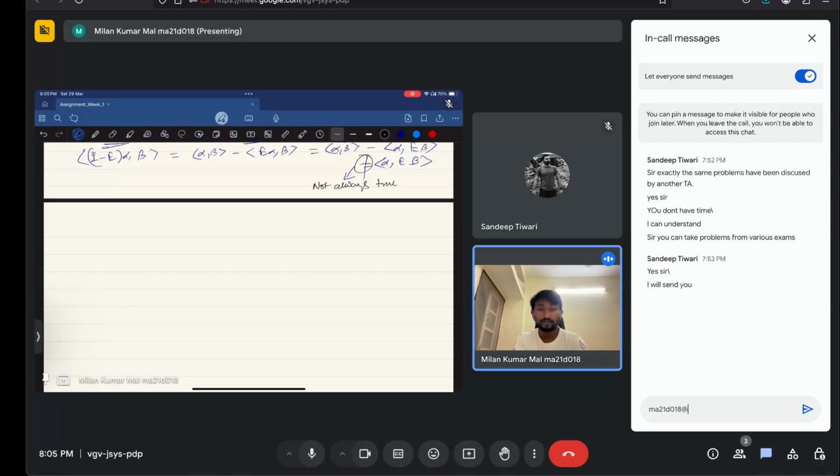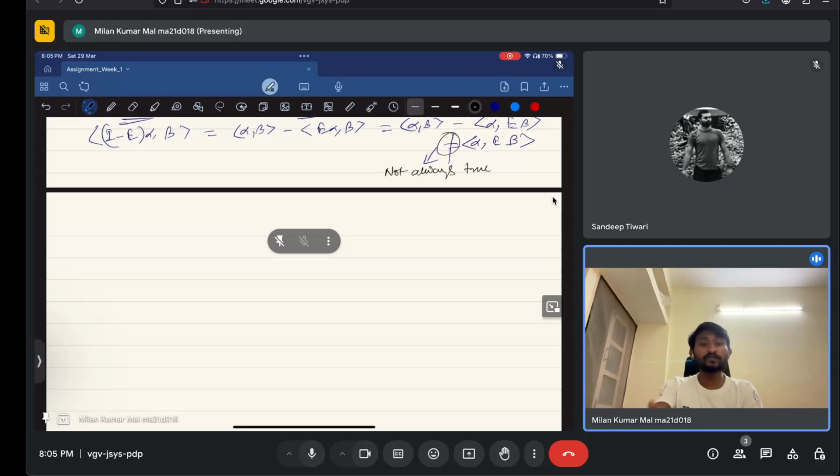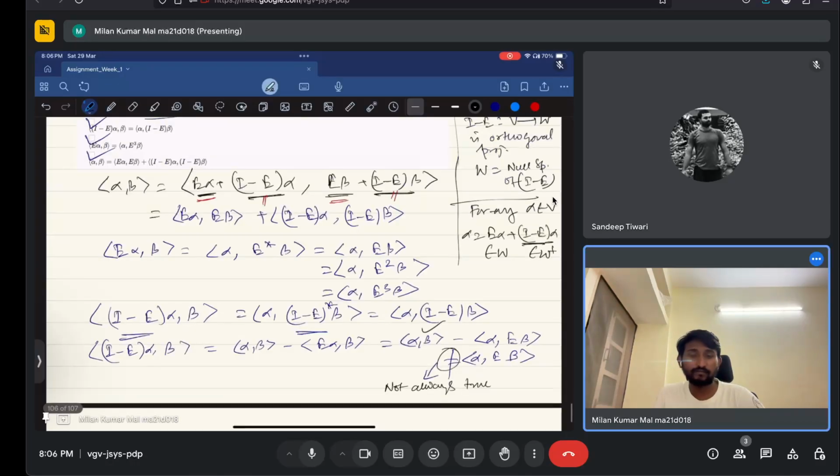MA21D018. Yeah, this is the mail ID. So just send it at least 2 or 3 days ahead, because those are NET problems and I have to take time. Okay. So I'll try to discuss, just collect and send. I will also try to collect at least 4 or 5 questions as we discussed today. Okay. So if there are no doubts, then we can stop here, right?